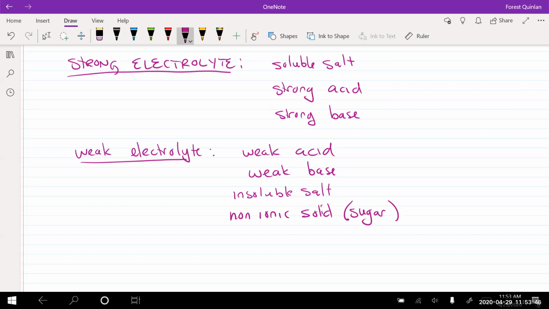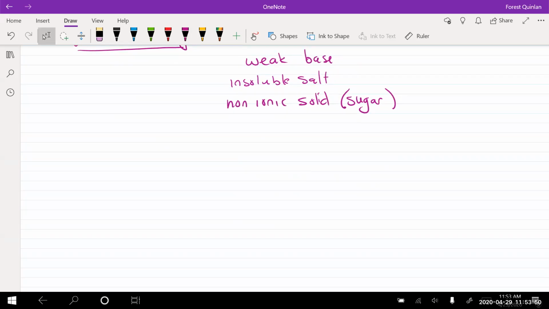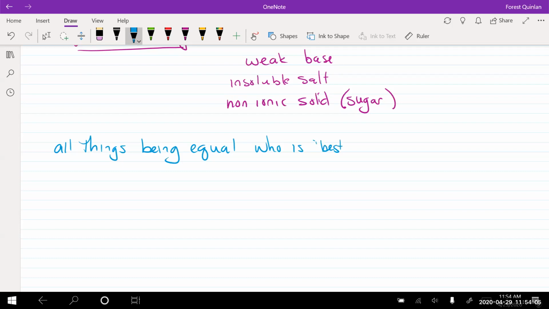So then, this is what it sort of comes down to. All things being equal, who is the best electrolyte? Going with our definitions of which is going to be the best.